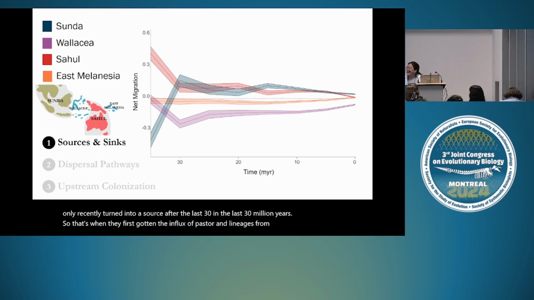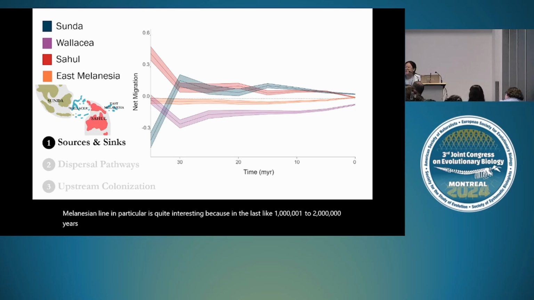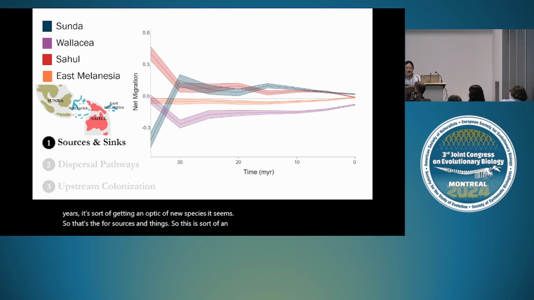On the other hand, the islands of Wallacea and East Melanesia have mostly been sinks. So as expected, they've been mostly receiving lineages from other sources. Although we can see the East Melanesian line in particular is quite interesting because in the last 1 to 2 million years, it's sort of getting an uptick of new species, it seems. So that's it for sources and sinks. This is sort of an average over time.